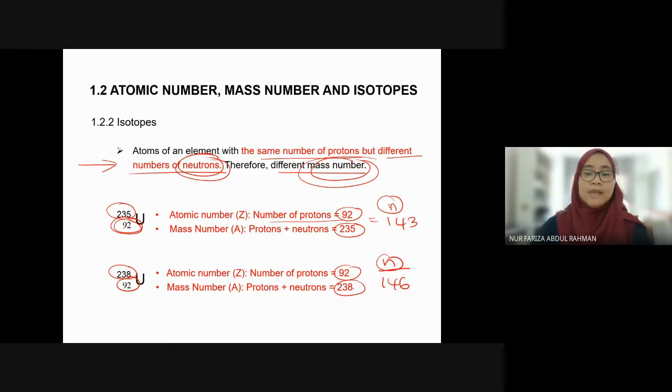So we have all the details here, the atomic number and the mass number. We can subtract these two to get the number of neutrons. As you can see, the number of neutrons for both isotopes is different. This is what we call isotopes of each other.